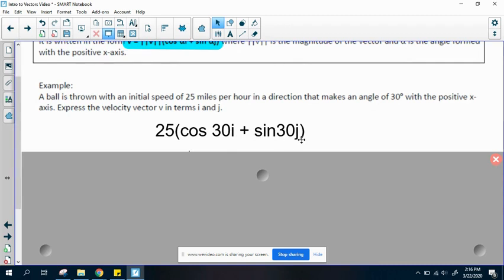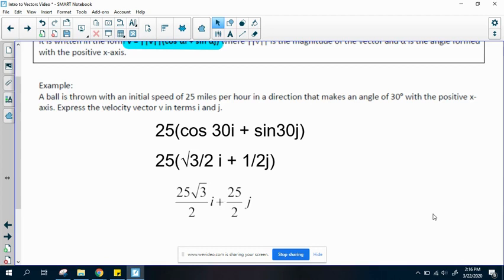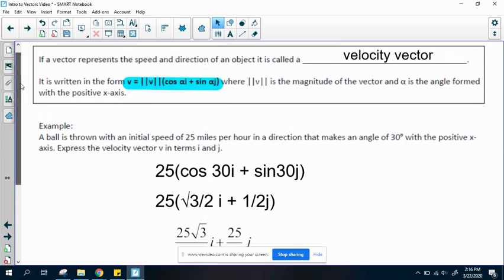And then all I have to do from there is either use my calculator because it's something I don't know, or convert. So the cosine of 30 is root 3 over 2 and the sine of 30 is 1/2, and then I distribute the 25, and so the correct answer is 25 root 3 over 2 i plus 25 over 2 j. And because you have a calculator, you could give us the decimal. It's not a big deal, but sometimes we like the exact answer. Okay, so again, every single time you put the magnitude here, and you put the angle here, and then you just simplify it. Okay, and you can write any vector in that form.